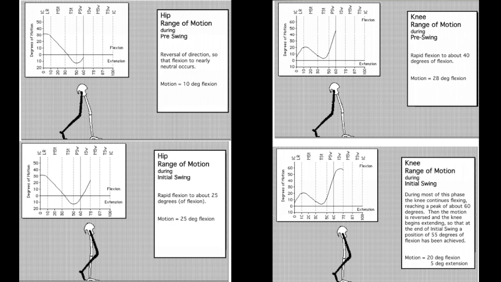The first is the initial swing, where the hip is going through rapid flexion at about 25 degrees. The knee is starting off with flexion, then moves to slight extension: 20 degrees of flexion, then 5 degrees of extension.